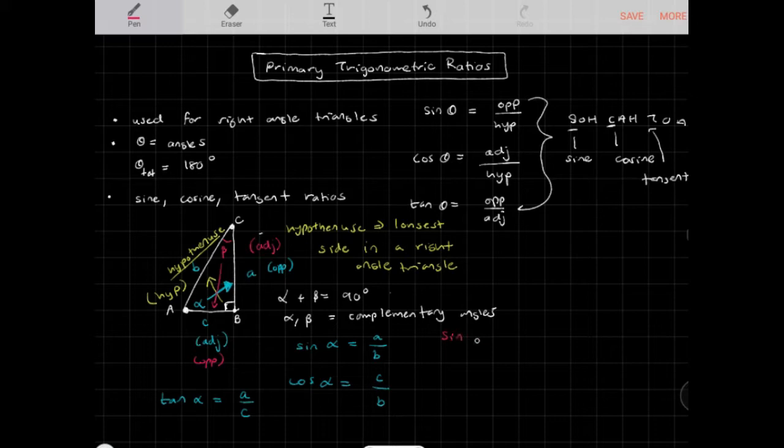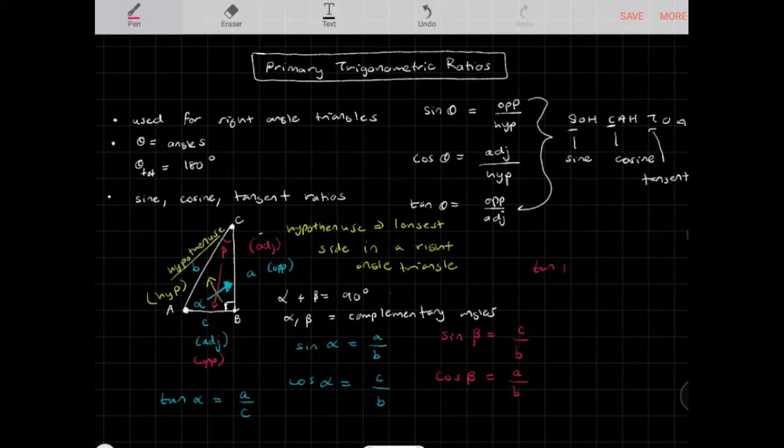Let's say that sine beta here, the opposite side is now going to be C. It's going to be C over hypotenuse, which is B. Cosine of beta is equal to the adjacent side, right? So if we look at beta, the adjacent side now becomes A. We're going to get A over the hypotenuse, B.